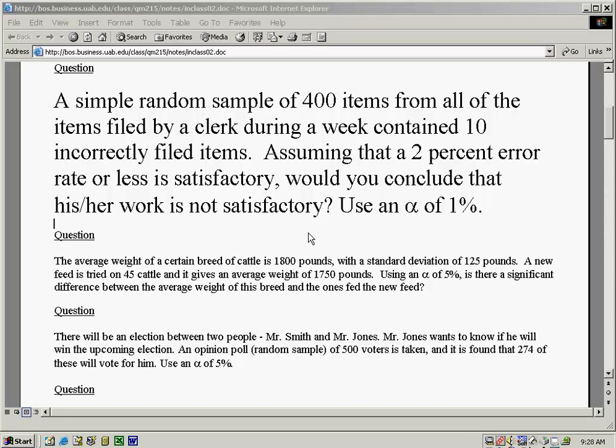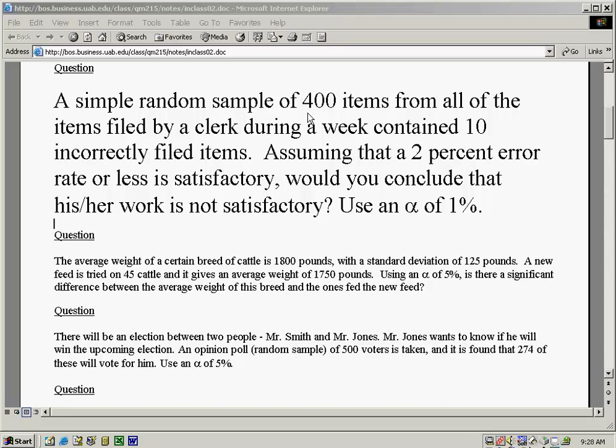A simple random sample of 400 items from all the items filed by a clerk during a week contained 10 incorrectly filed items. Assuming that a 2% error rate or less is satisfactory, would you conclude that his or her work is not satisfactory? Use an alpha of 1%. Alright, so this is a proportions problem.